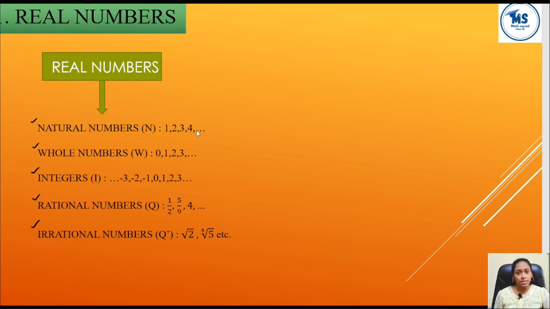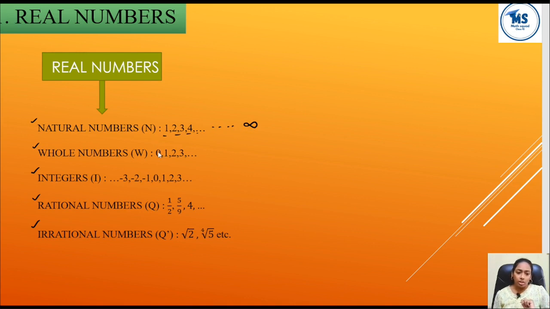What are natural numbers? The numbers that we use for general counting purpose, like 1, 2, 3 and so on. We start counting by 1 only, right? Do we start counting from negative integers? No, we'll start counting from 1 only. 1, 2, 3 and so on till infinity. Natural numbers start from 1 and they go till infinity.